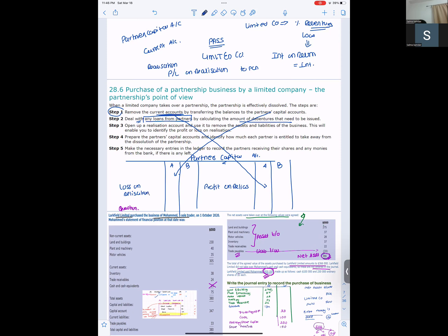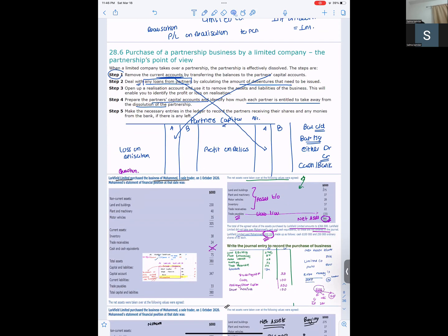Then you will identify how much each partner is entitled to take away from the dissolution. That means the partners' capital account will be closed with no balance. Whatever amount you get as a balancing figure, either on the debit side or on the credit side, will be settled by way of cash or bank. So this is how you prepare a partner's capital account when you are doing an acquisition sum. I'm sure this is very clear.